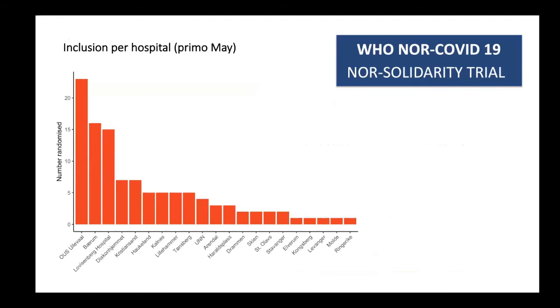And the inclusion was very nice and rapid in the beginning. You see most patients have been included from Ullevål, Bærum, and also the other Oslo hospitals. And then a few patients have been included from the other parts of the country, but this really reflects how the pandemic has hit Norway differently. Next slide.